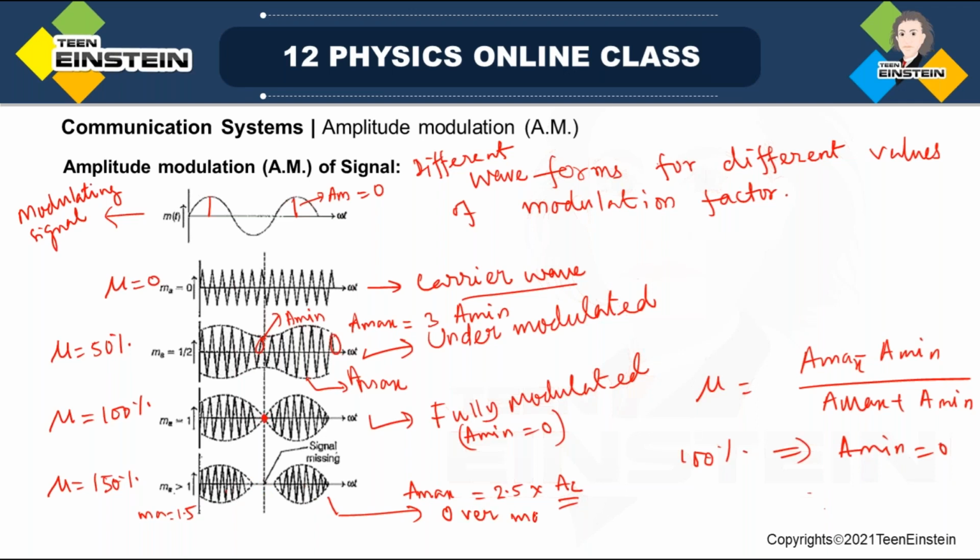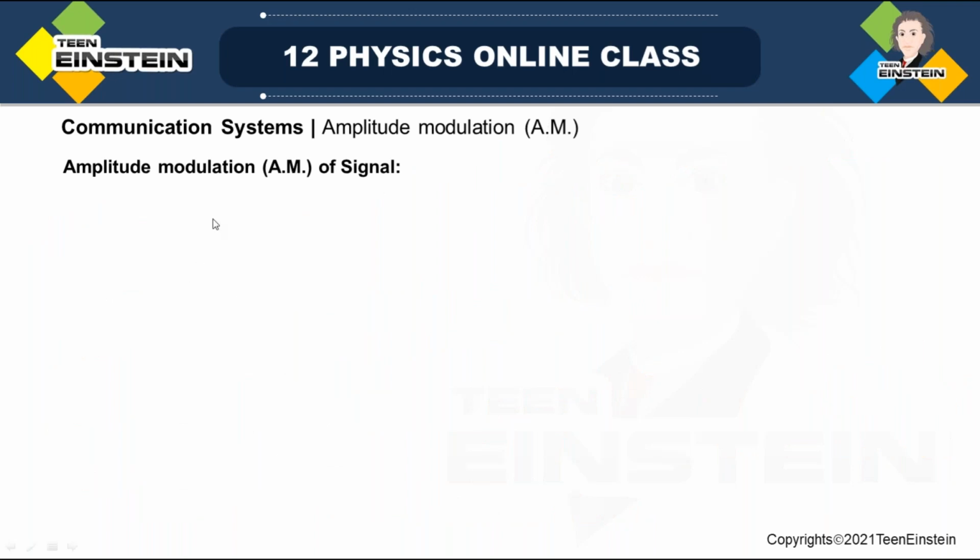Over modulated. So in case of over modulated, you can see the negative half cycle will be clipped. Clipped means that will be missing. Then from here actually we can draw some importance of the value of mu. What is the significance?